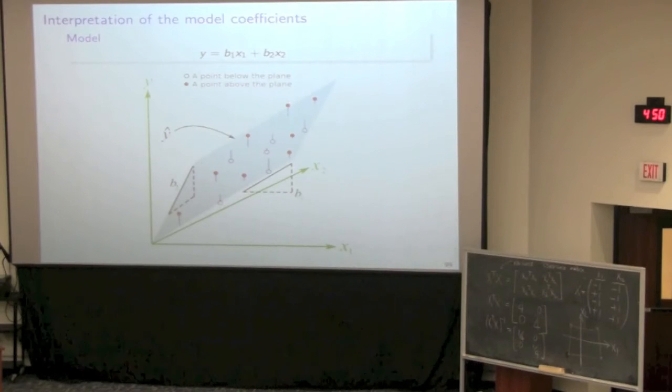We can easily find that, and that's what that formula does. X transpose X inverse times X transpose y finds those slopes b1 and b2. Now, what do b1 and b2 mean? How do you interpret that to someone?